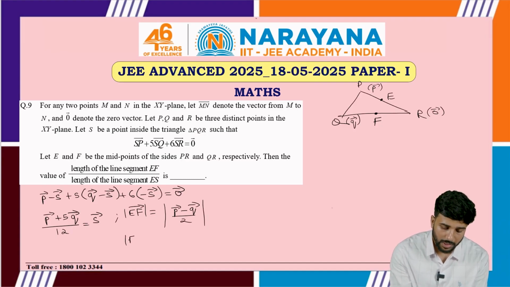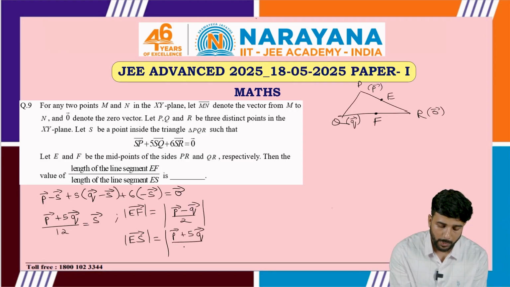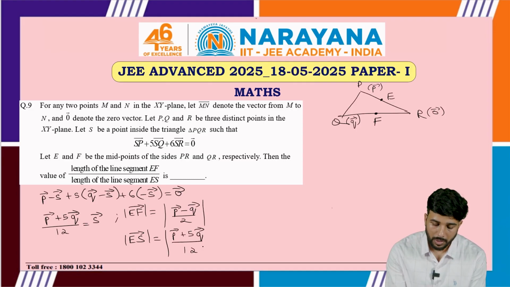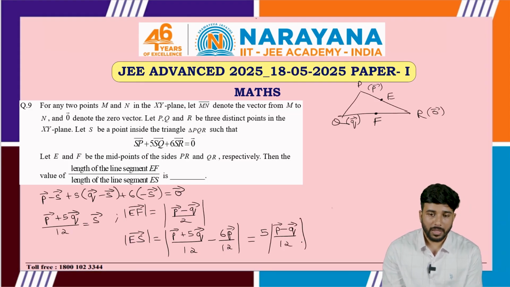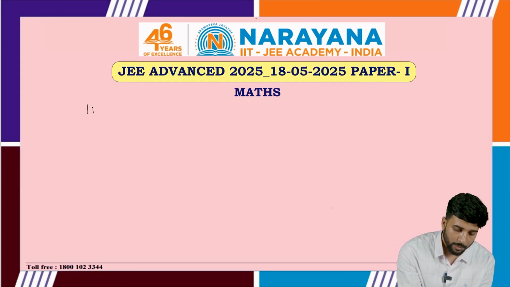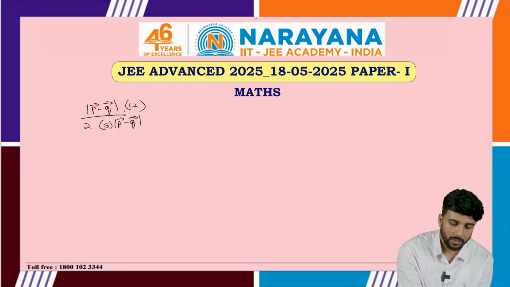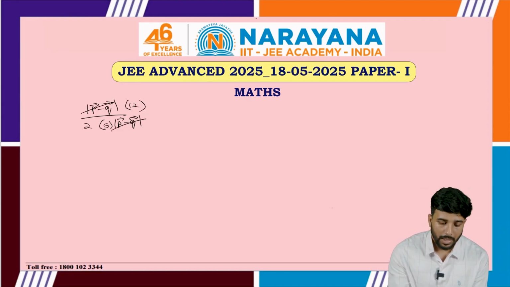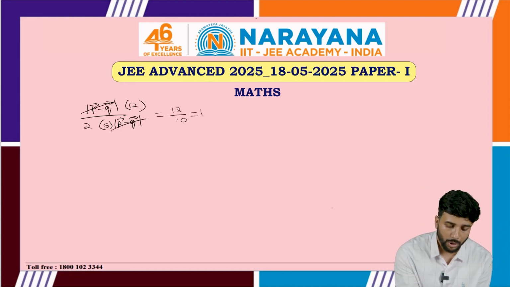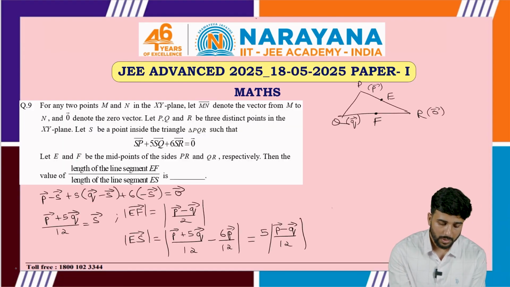Coming to the ES part, what will the length of ES be? S bar minus E bar. What is S bar? (P plus 5Q) by 12 minus E bar. E bar is P by 2, or 6P by 12. So I'll get this as 5 times modulus of (P minus Q) by 12. So what is the length of EF by ES now? Modulus (P minus Q) by 2 into 5 times modulus (P minus Q) by 12 I'll get. This is non-zero, so I can cancel it. I'll get 12 by 10, which is 1.2. So the answer for this question is 1.2.